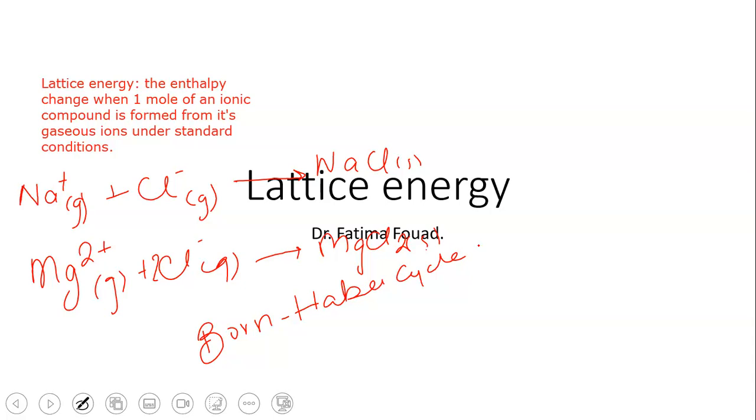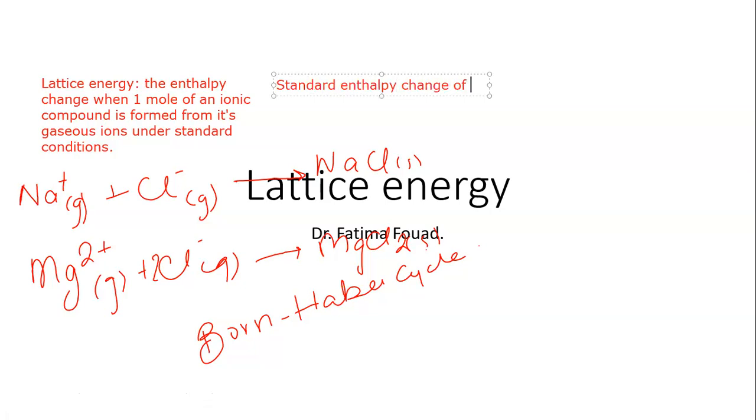But before I can explain to you what the Born-Haber cycle is, you need two pieces of information. One piece of information is related to your AS level. Your enthalpy changes that you studied in your AS level, you have to remember them. Enthalpy change of formation, enthalpy change of combustion, all of those terminologies you do have to remember. Other than that background information, you need to know two additional definitions, one of which you might have already studied in your AS level. That is standard enthalpy change of atomization.